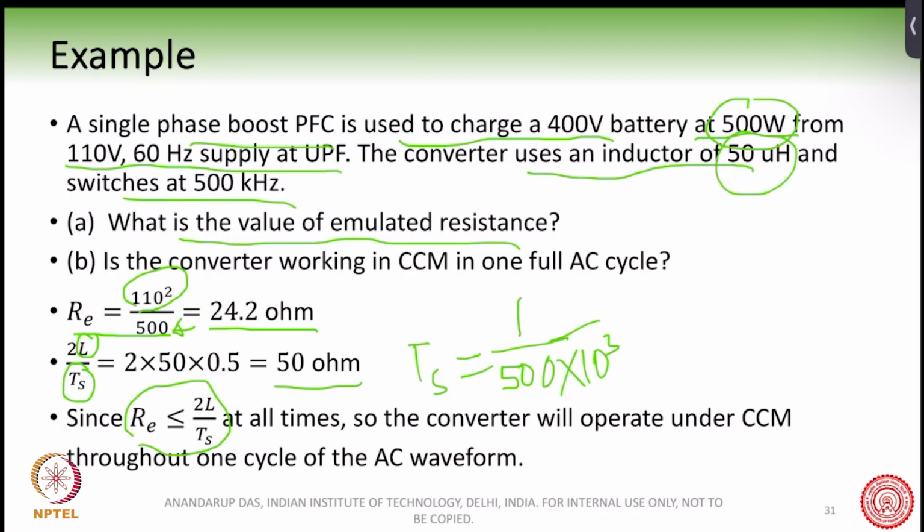So therefore, since RE is less than 12 by TS at all times, the converter will operate under CCM throughout one cycle of the AC waveform. So the second part of the question, is the converter working in CCM in one full cycle? Yes, it is working in CCM in one full cycle.